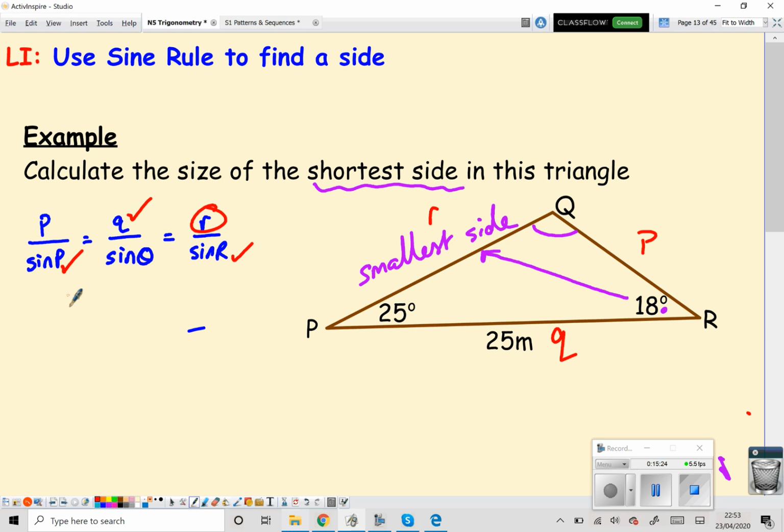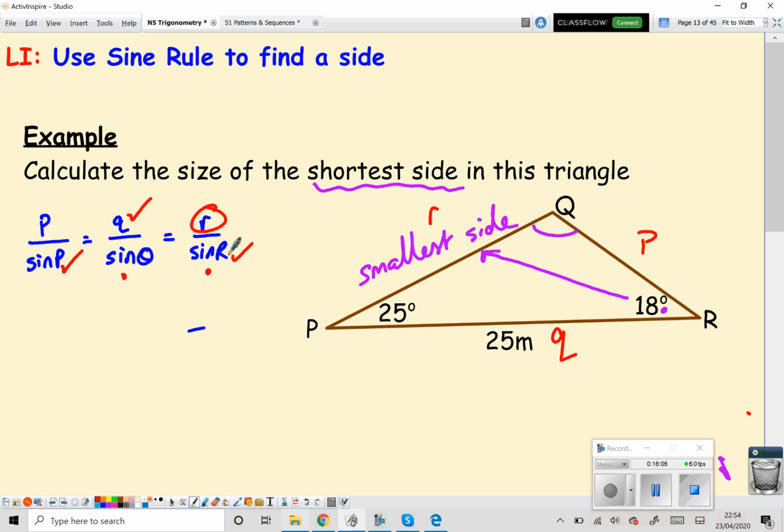Remember that in the last example, what I said was to choose a pair of ratios where you know three of the four pieces of information. Now, if I went for q over sine q equal to r over sine r, I only know two out of the four pieces of information, because I don't know the angle at q. And if I chose r over sine r and p over sine p, again I don't know the length of side p, I only know the angle at p. So again, I would only know two out of the four pieces of information. So this poses a little problem.